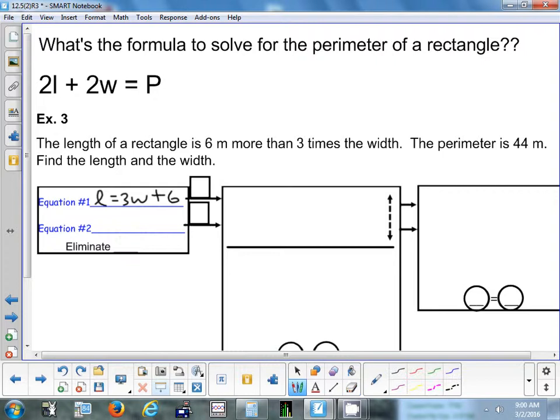All right, second equation. The perimeter is 44. Now guys, at the beginning, we started going over this problem, right? And we showed you that formula. Anybody remember what I said? What did I say about that formula?